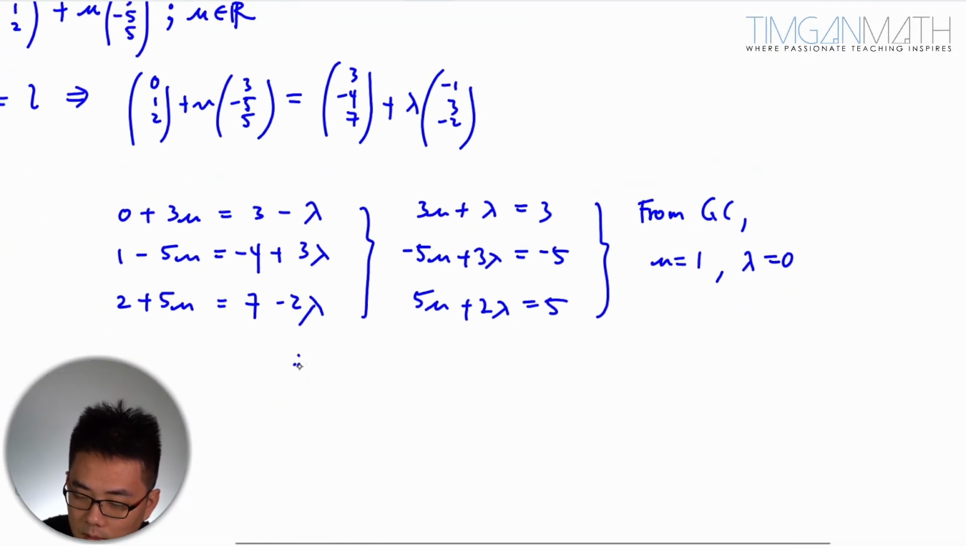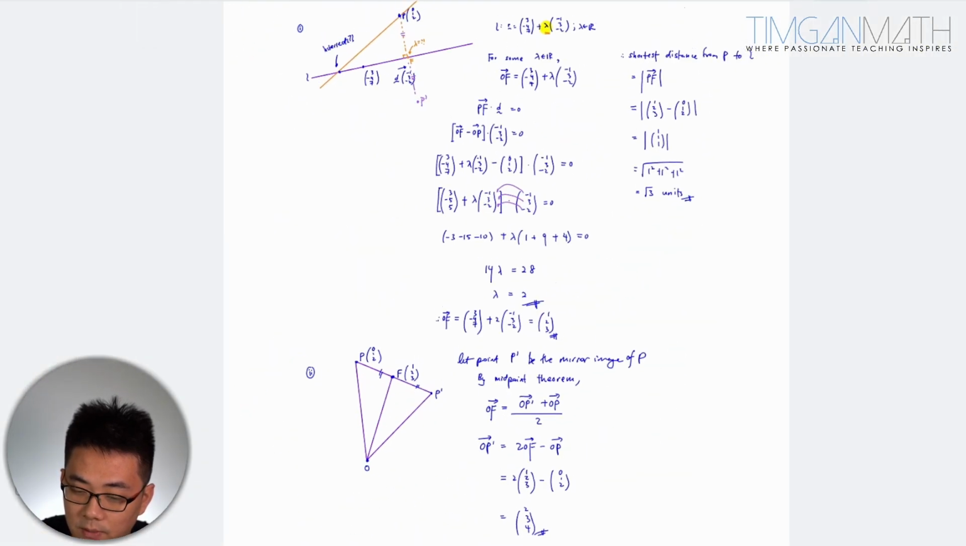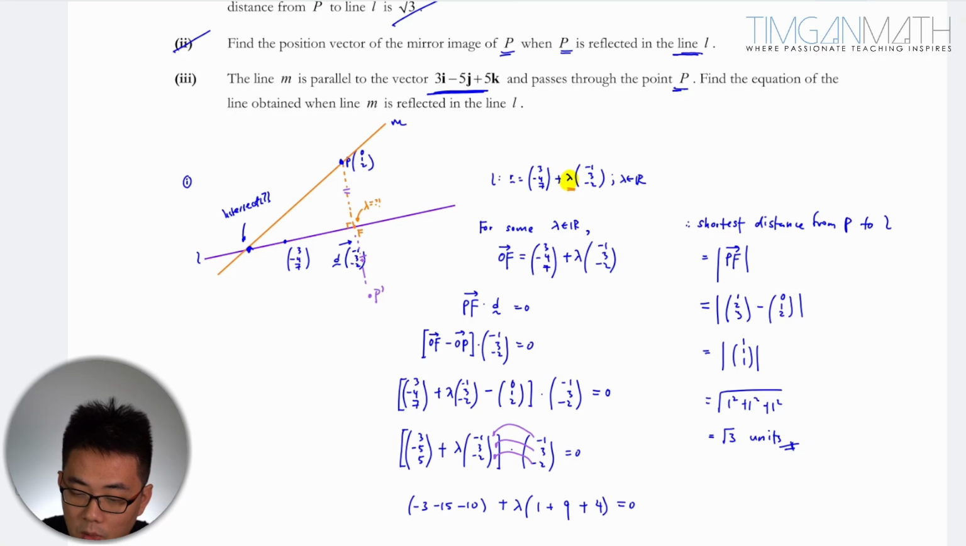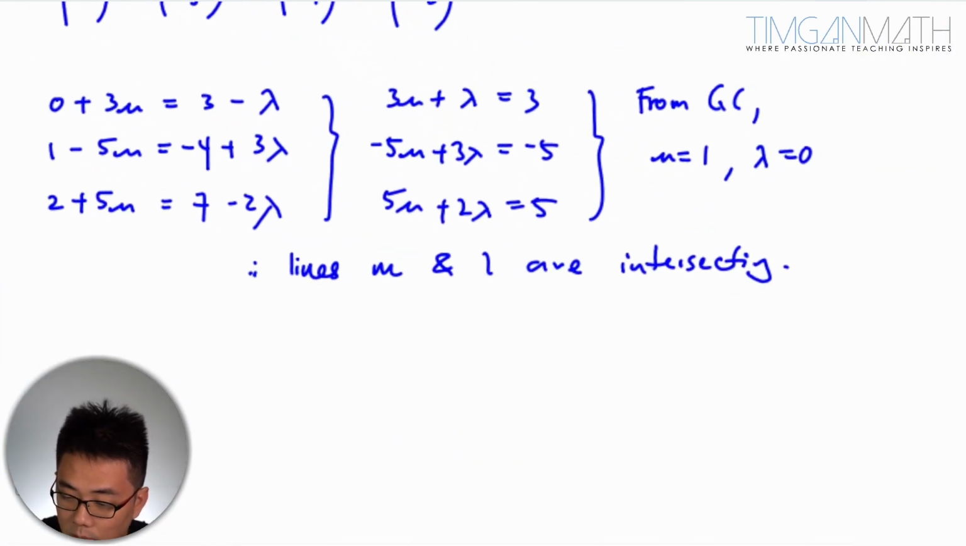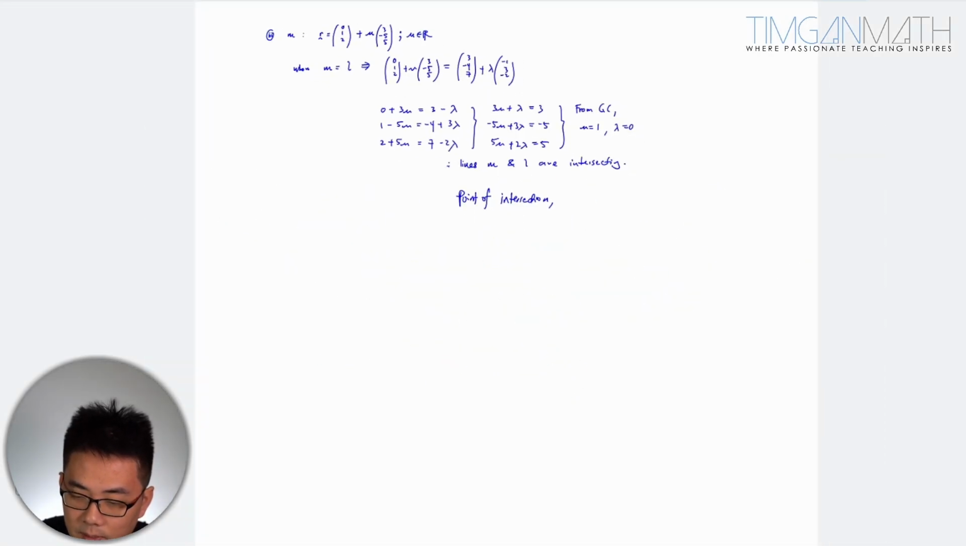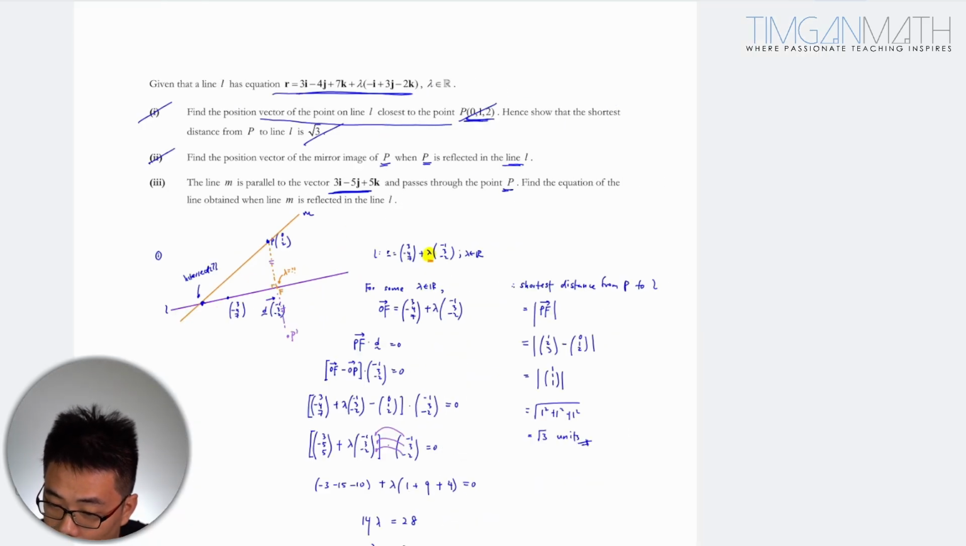Hence, lines M and L are intersecting. This is important. The intersection point is the point we drew just now. It's important because once we have it, it will be quite straightforward. I will name the intersection point A.